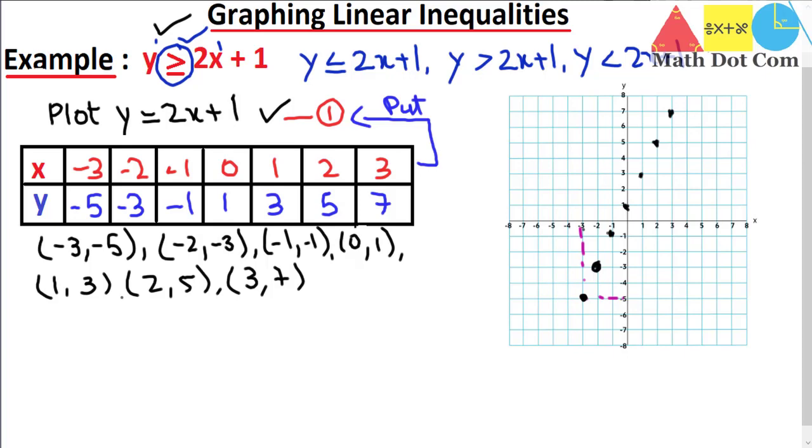So this is how the line will look if I join the points together like this. This is the line representing the equation y equals 2x plus 1, or you can say the solution set. So this is the line.